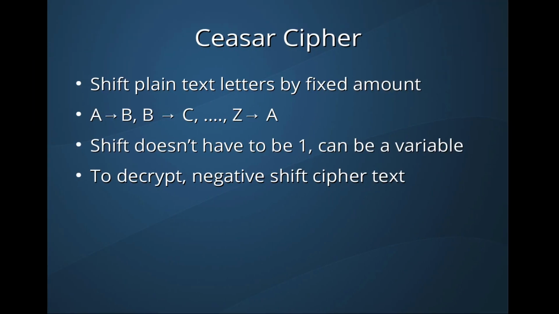All we're going to be doing is shifting our plain text letters by some fixed amount. So if we're going to shift by 1, A will move to B will move to C, and Z will move to A. Now, the shift doesn't have to be 1. It can be a variable that we pass in to our function. And of course, to decrypt, just negative shift the ciphertext back. Now, this is obviously not something employed in the real world. This is just the most simple and basic type of encryption.